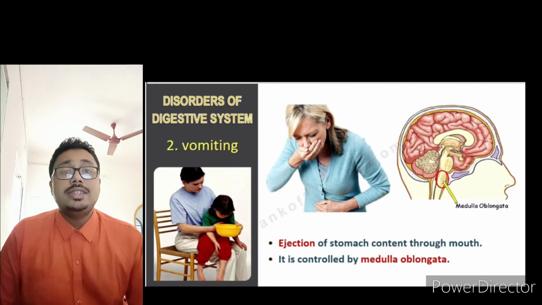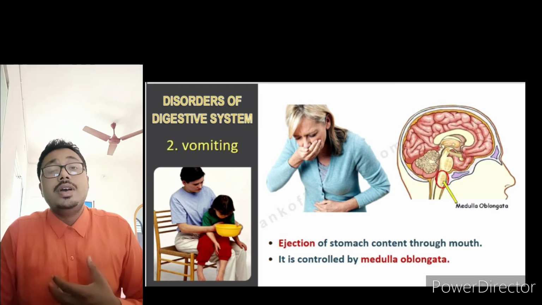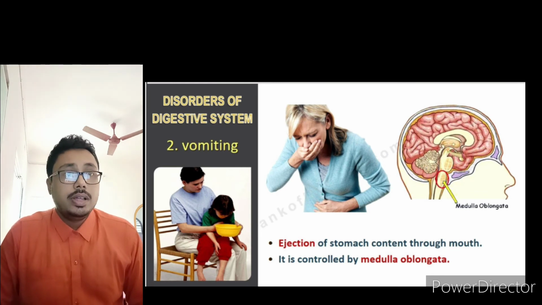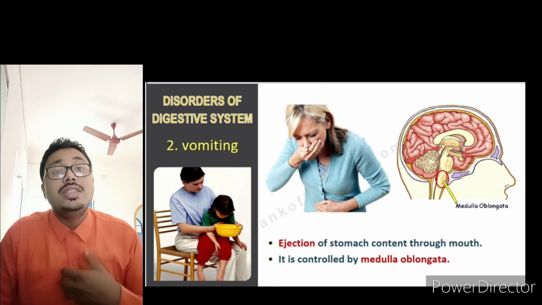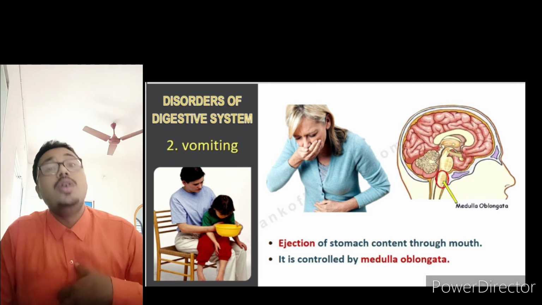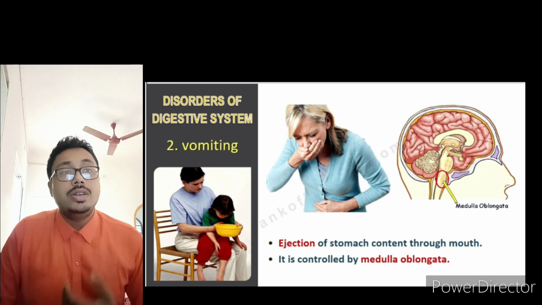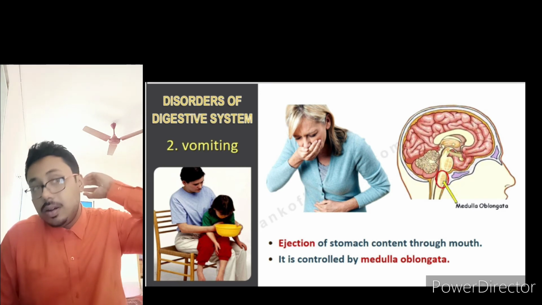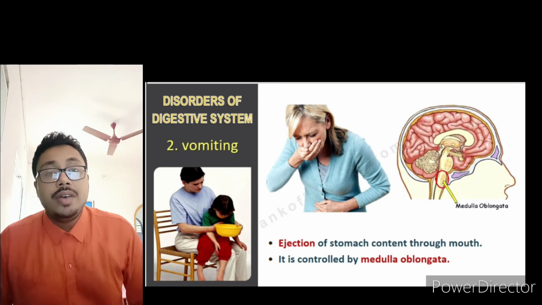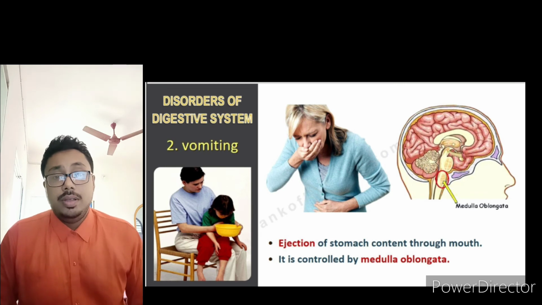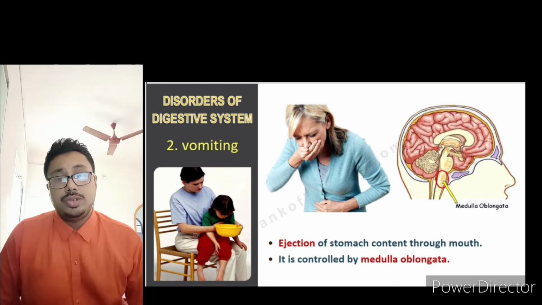Now, next is vomiting. We are familiar with vomiting. If some indigestion occurs, or acidity occurs, you vomit. You eject the stomach material with the help of the mouth. This is called vomiting. This is a disorder. It is controlled by a portion here. See in the picture I have mentioned, it is the medulla oblongata portion. This vomiting is controlled by this medulla oblongata portion.